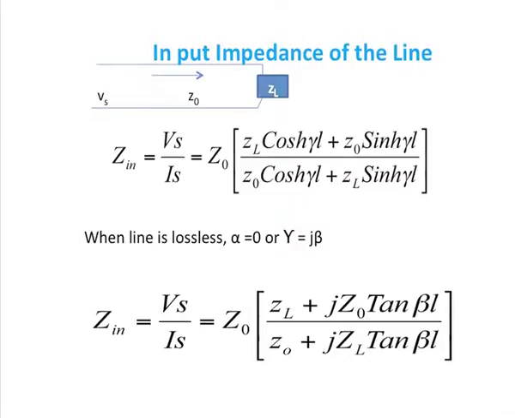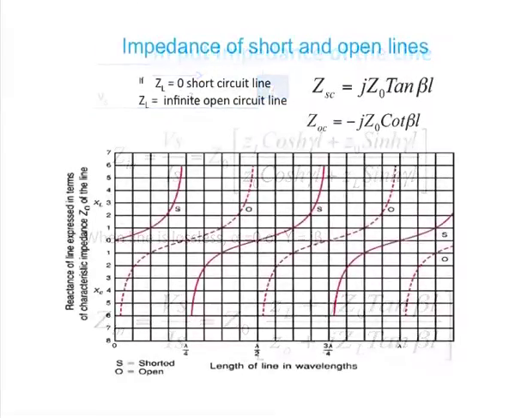That means the input impedance is a kind of impedance transformation. For example, at the load end we connect the load ZL, and if we measure the input impedance of the line at length L, then the input impedance is different, and it is given by this expression. So, it is a function of the characteristic impedance, the load connected to the line, and the length of the line.